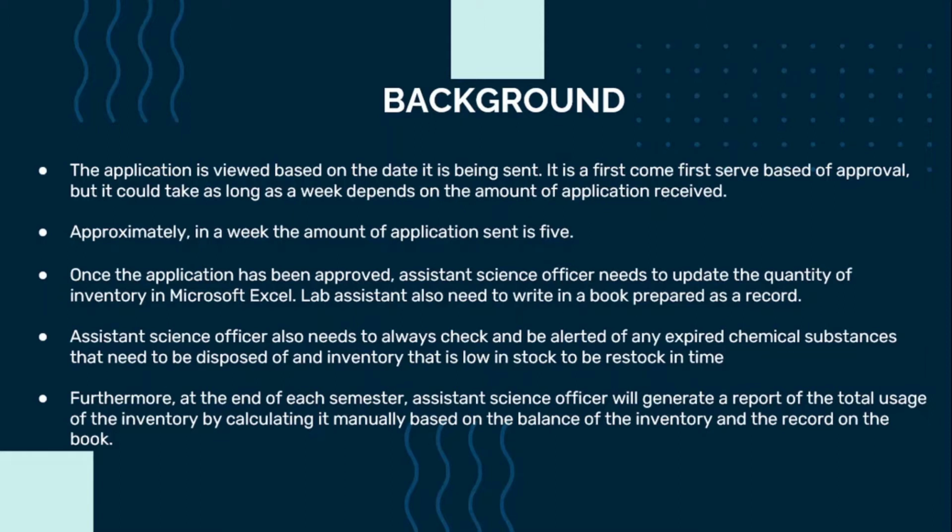Once the application has been approved, Assistant Science Officer needs to update the quantity of inventory in Microsoft Excel. Lab Assistant also needs to write in a book prepared as a record. Assistant Science Officer also needs to always check and be alert of any expired chemical substances that need to be disposed of and inventory that is low in stock and needs to be restocked in time. Furthermore, at the end of each semester, Assistant Science Officer will need to generate a report of the total usage of the inventory by calculating it manually based on the balance of inventory and the record in the book.